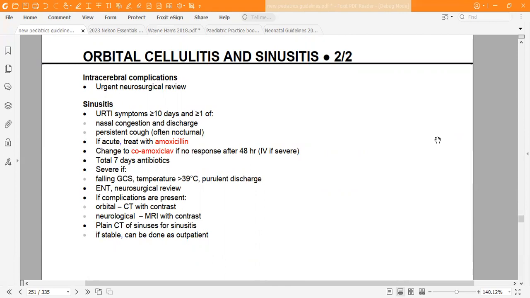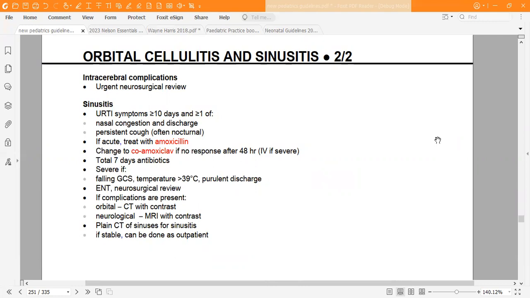Sinusitis: upper respiratory tract infection symptoms for 10 days or more, and one or more of nasal congestion and discharge, or persistent cough, often nocturnal. If acute, treat with amoxicillin. Change to co-amoxiclav if no response after 48 hours. IV if severe. Total 7 days of antibiotics.